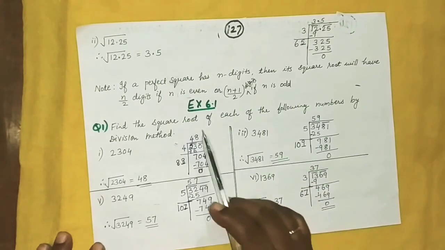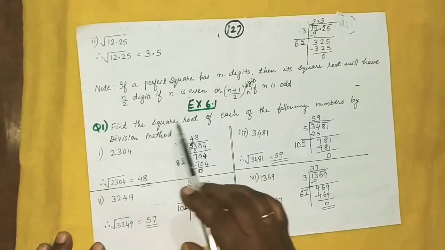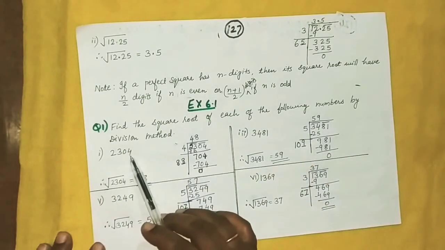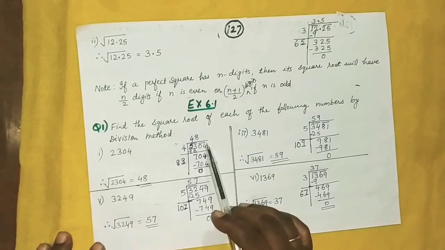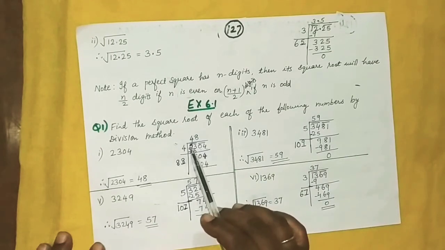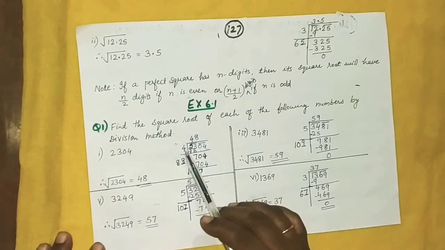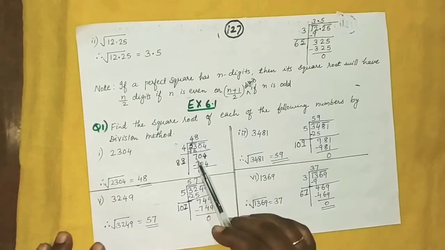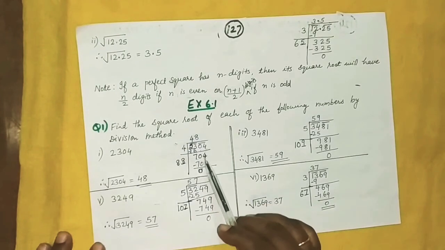Now, exercise 6.1. Find the square root of each of the following numbers by the division method. 2304. How do you do the pairing? From right to left, two digits at a time. So 04 together and 23 together. Less than 23, which is the nearest square number? 16. How do you get 16? 4 4s are 16. Now when you subtract, you will get 7. Now this pair fully we have to write. So the number is 704.